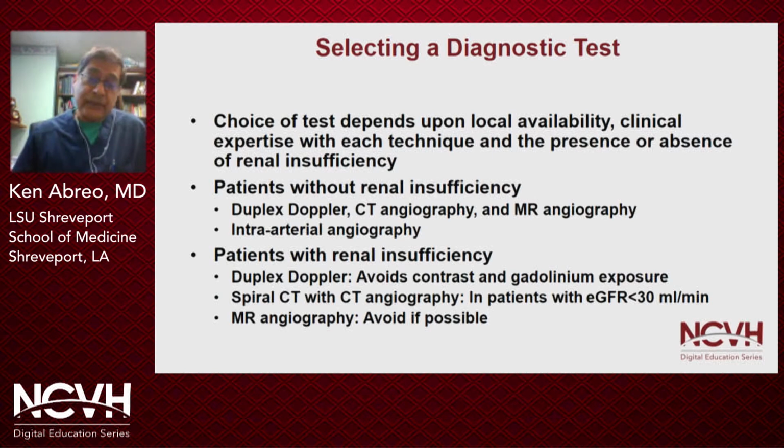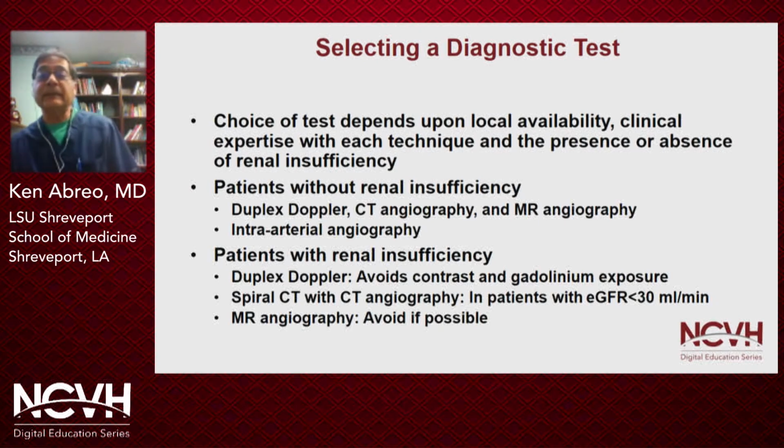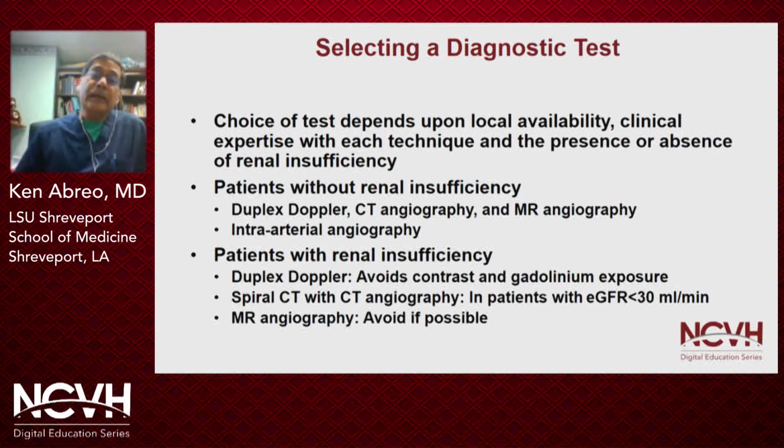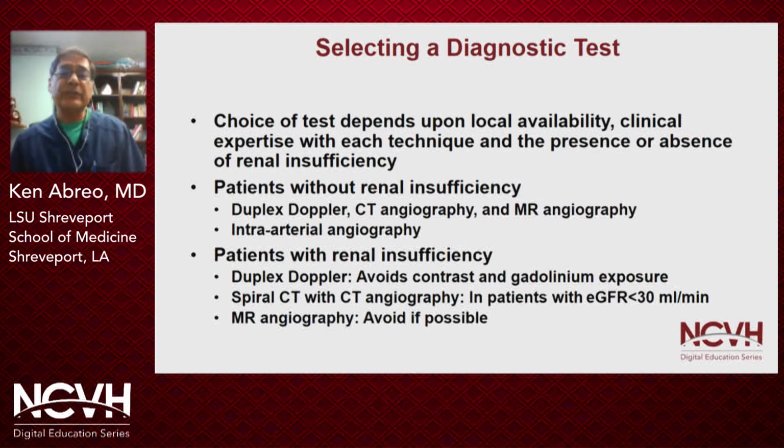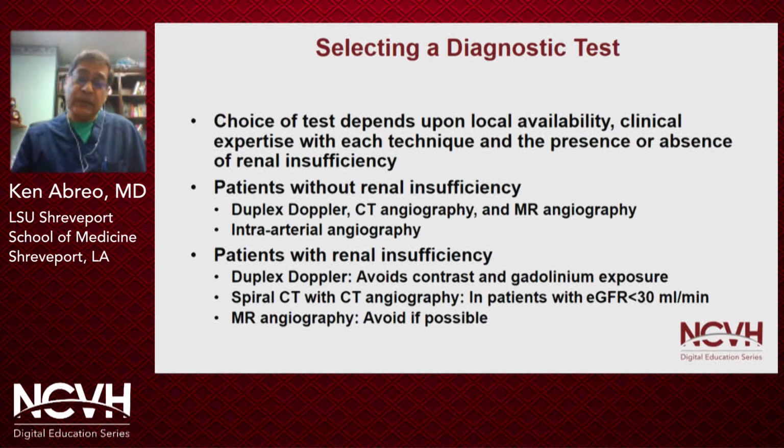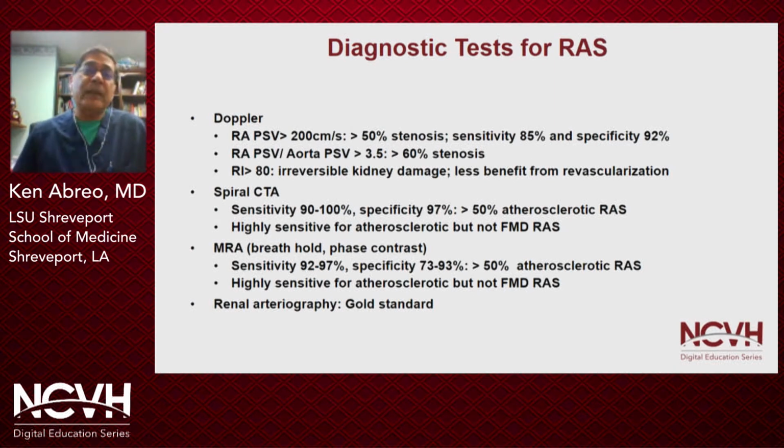Patients with renal insufficiency, as I said, you have to be cautious. Duplex Doppler would be the best test because it avoids contrast and gadolinium exposure. Spiral CT with CT angiography in patients with poor kidney function, you would have to give IV normal saline, hydrate the patient, and avoid magnetic resonance angiography as far as possible because of the danger of gadolinium toxicity. So here are the diagnostic tests for renal artery stenosis.